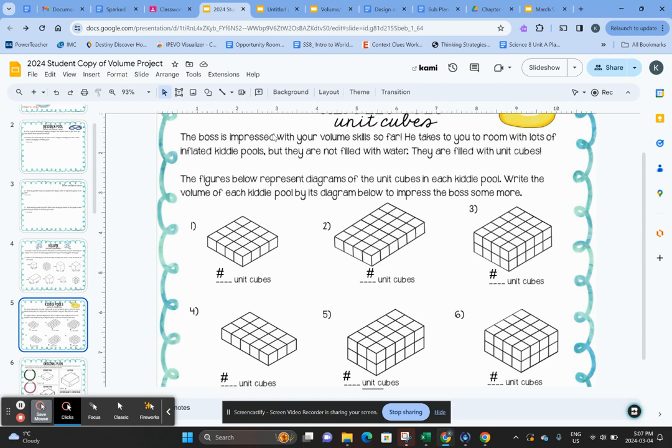The next step, the boss is impressed with your volume skills. Congrats. The figures below represent diagrams of the unit cubes in each kiddie pool. Write the volume of each kiddie pool below by calculating how many unit cubes. And you should be able to type for each one.